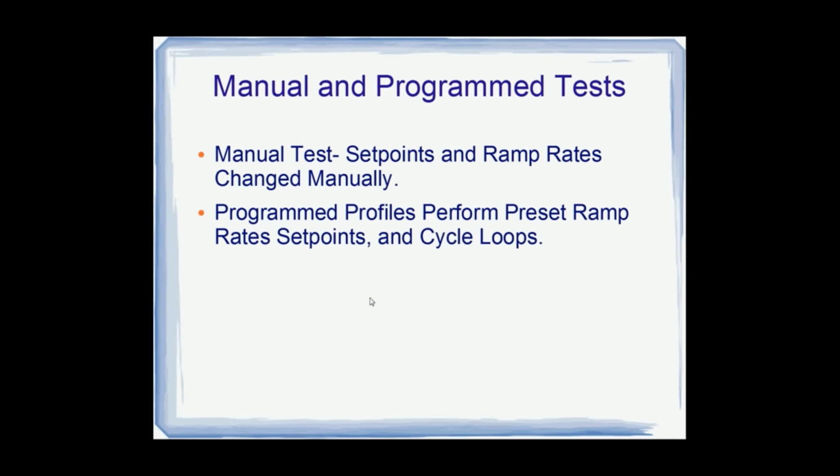Let's say it's minus 50 degrees C, and then once again you would wait for it to soak for a given period of time, whatever your desired soak time is, and then once again you would go and change your set point again. So this is a manual change of set points. It is not automated. This is one type of test that people do.